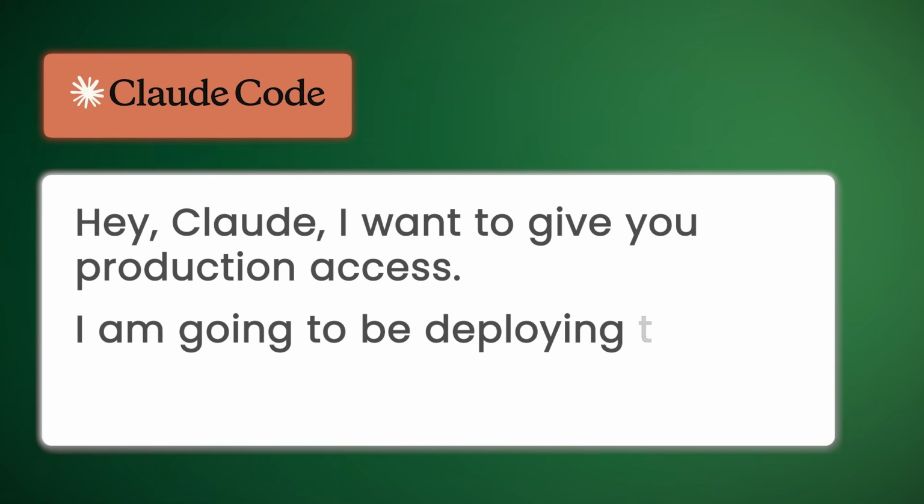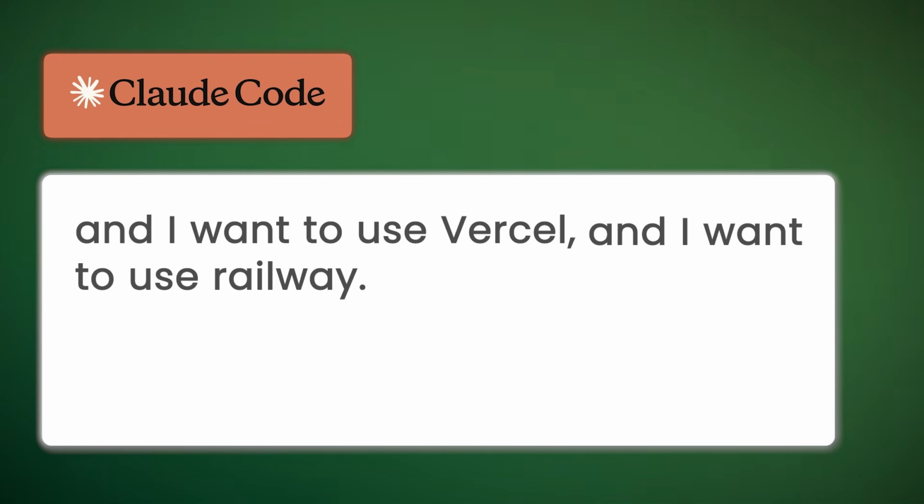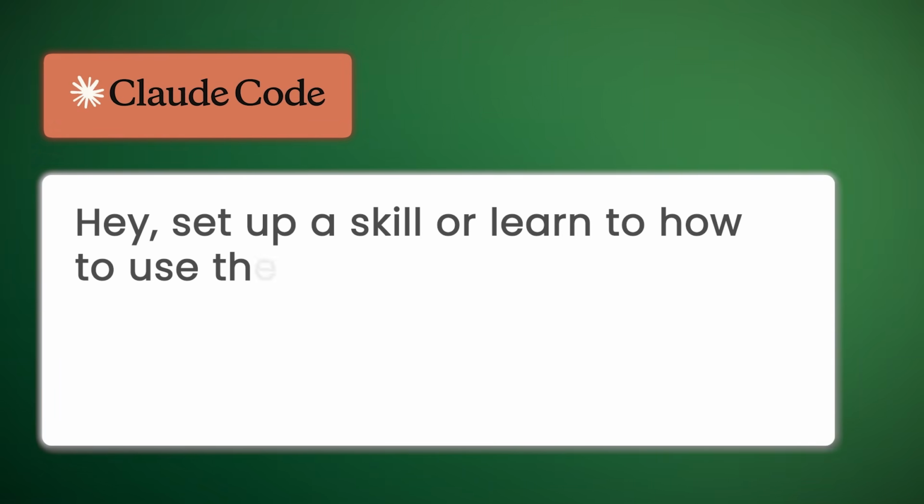I am going to be deploying things through GitHub Actions, and I want to use Vercel, and I want to use Railway, and basically asked it to, hey, set up a skill or learn how to use these things. Claude Code has a built-in skill builder, and Codex has one too. It will basically invoke those features and create a skill for itself. So it's kind of self-learning in that way. And so it's not very hard to add new skills and new abilities to your Claude Code. And these things, all in all, make it very, very powerful.